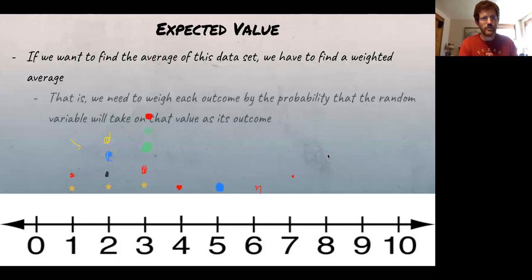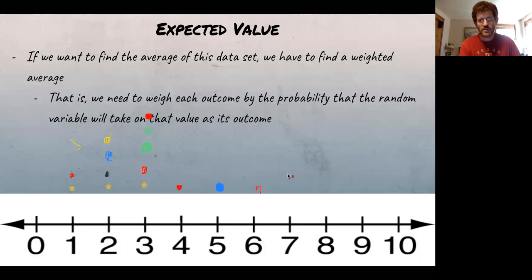The way we approach this is that we're going to weigh each outcome by the probability that the random variable will take on that value as its outcome. We're going to jump into the actual calculation in a minute, but right here, there's only one person out of, say, 16 or 18, whatever I said. 16. Only one person out of 16 has 7 cars.